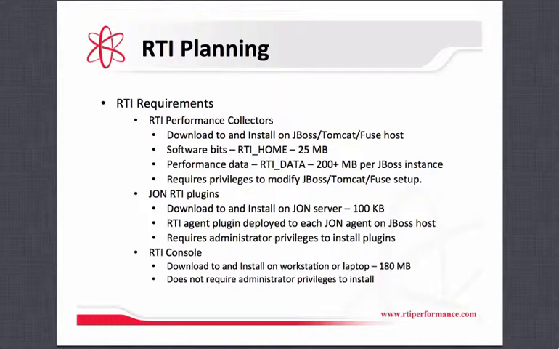You'll require just the privilege to be able to modify JBoss or Tomcat startup script, and that's how we enable RTI in your environment. Moving on to the John RTI plugins, you'll download and install those on the John server. They take about 100 kilobytes of space. You'll actually install, again, one of the plugins resides on the server. The agent plugin, there's a copy of it on the John server, but you push it out to each of the agents. You need administrator privilege in the John server to be able to install and deploy plugins.